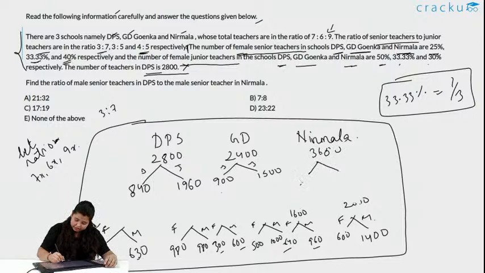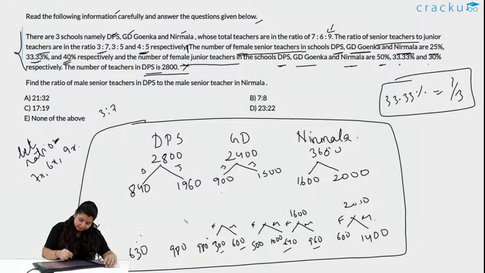And this is 1600 and 2000. Again male and female. This is female, this is 210, this is male, this is 630, this is female, this is 980. This is male, this is again 980.